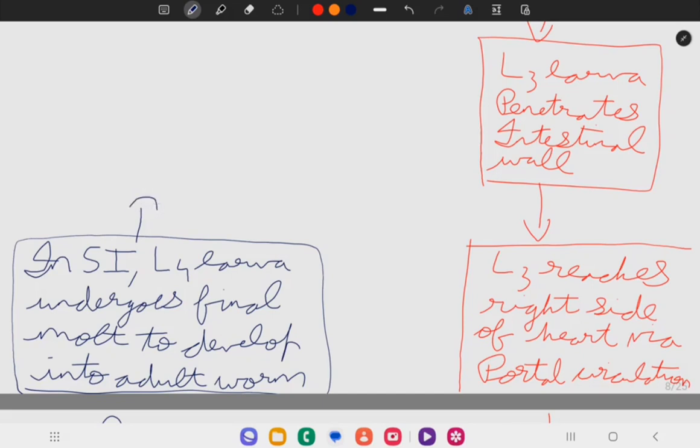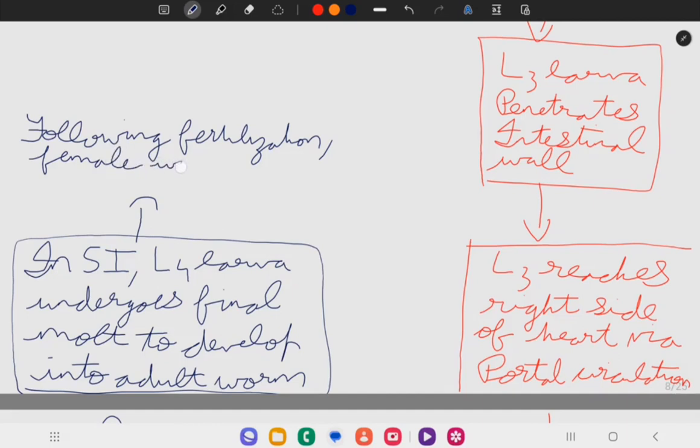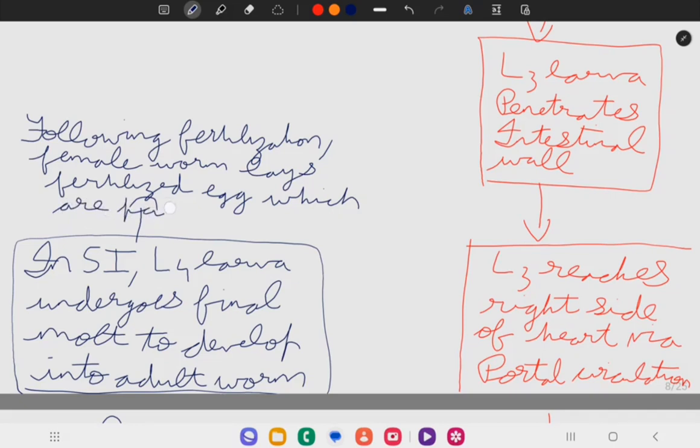Following fertilization, the female worm lays fertilized eggs, which are passed in feces.